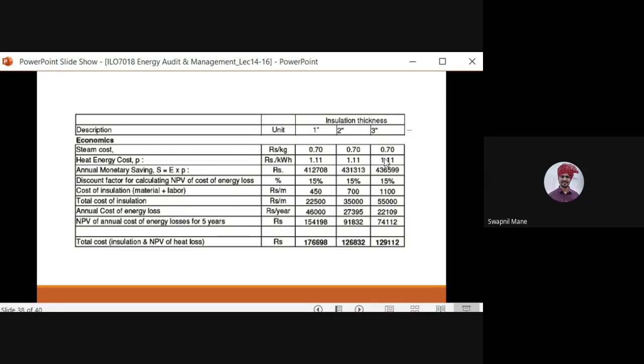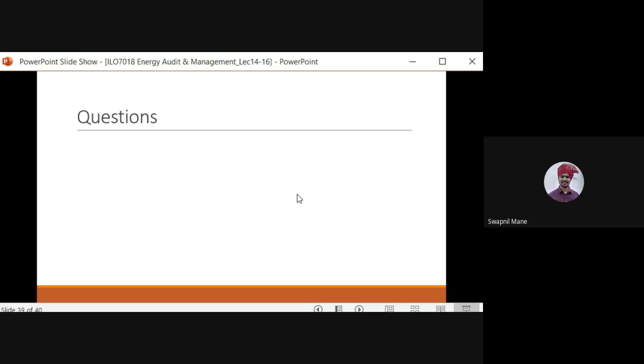It is not like that, but you have to calculate the optimum insulation required, which will give me a better net present value of the change. Okay, so this particular calculation is available on the slide. You can go through it, no problem with that.